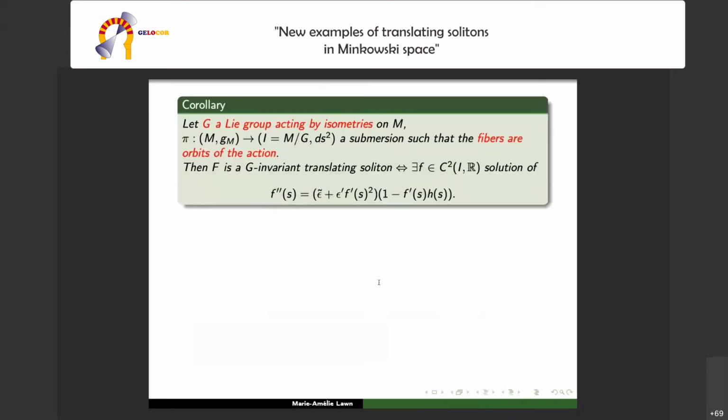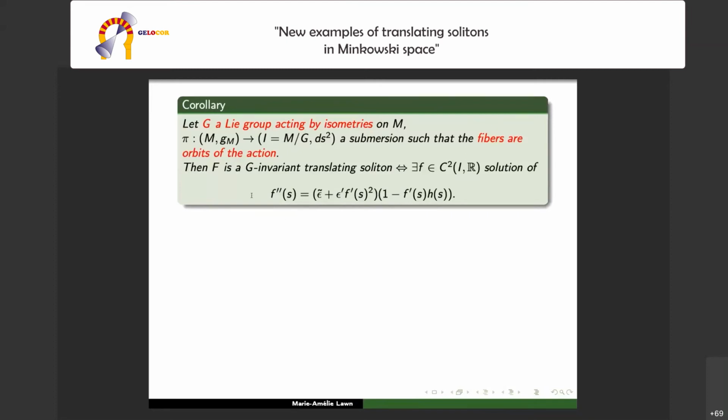So why is it nice? Well, it's nice because the particular case of this submersion is when we have a nice Lie group acting by isometry on the manifold, right? In that case, we have a submersion between M and the quotient of M by the action of the group, such that the fibers are orbits of the action. We can show that these are in general submersions with constant mean curvature fibers.